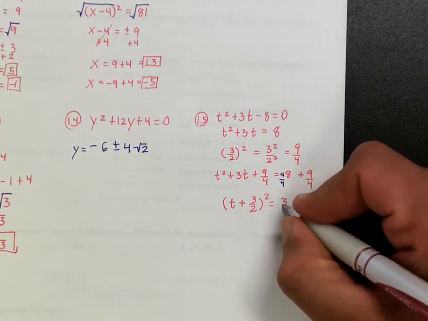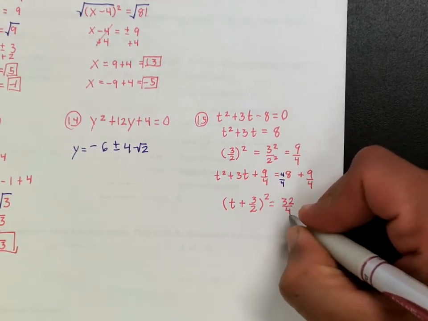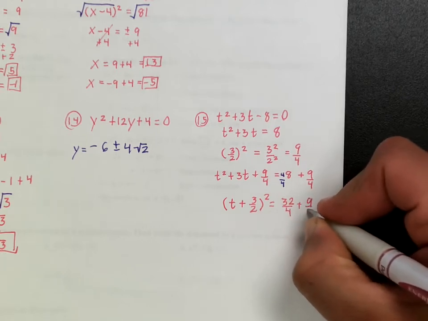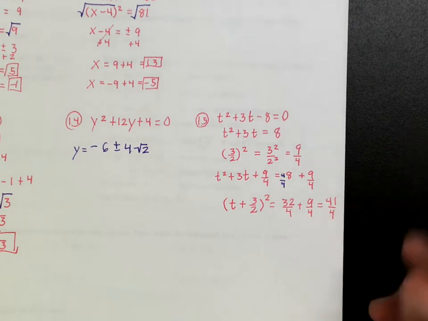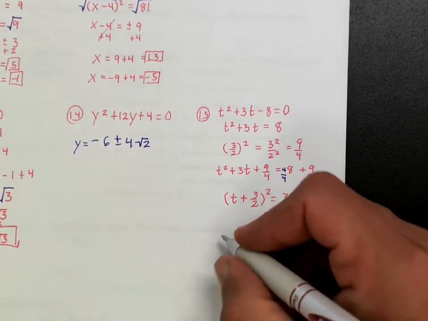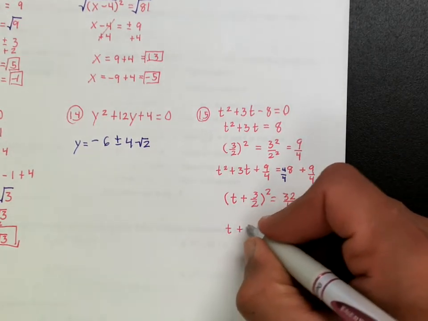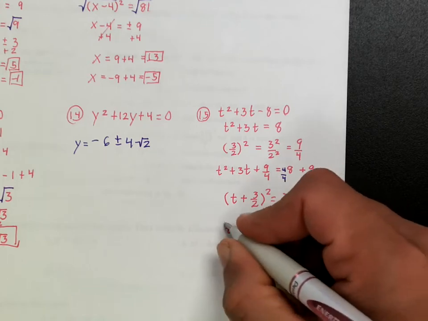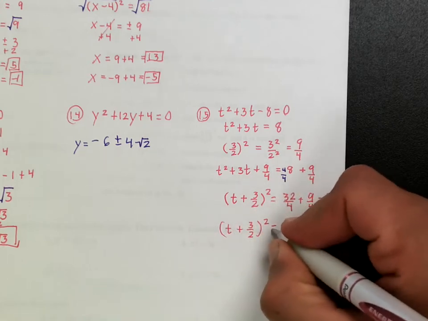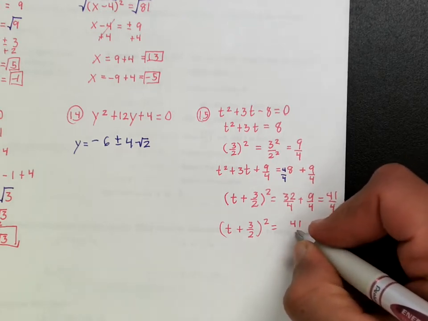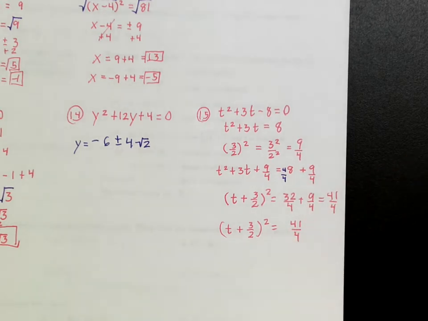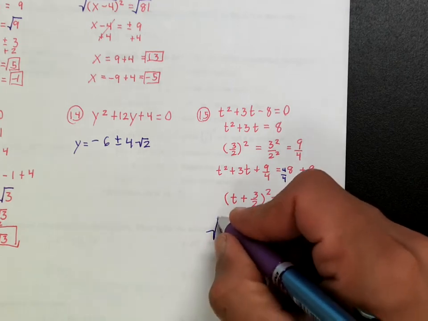Now this one right here, I have 32 over 4 plus 9 over 4, which is 41 over 4. So let's go back over here now. So I have t plus 3 halves squared is equal to 41 over 4. I'm going to go ahead and take the square root of both sides.